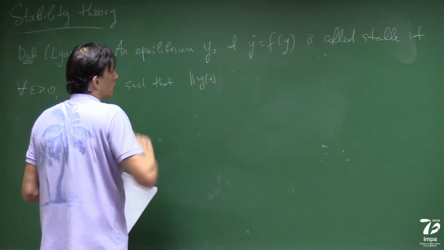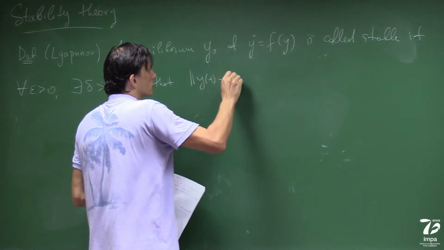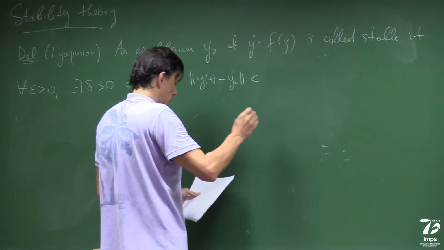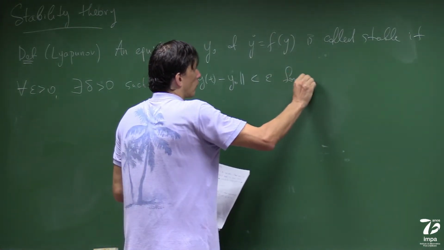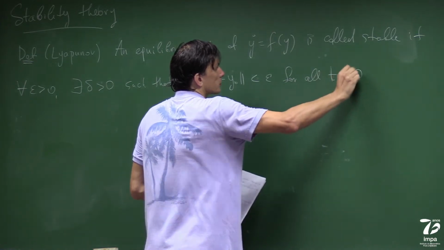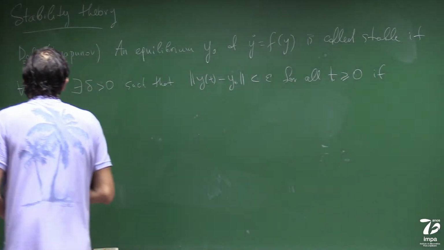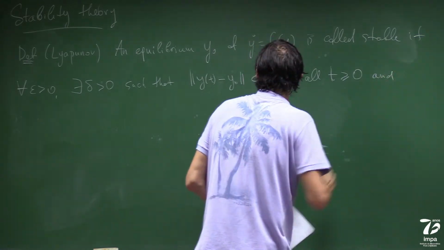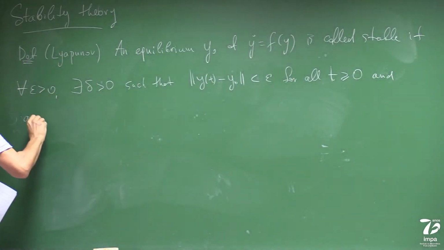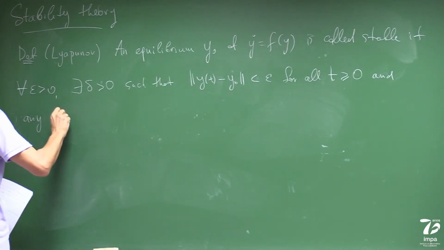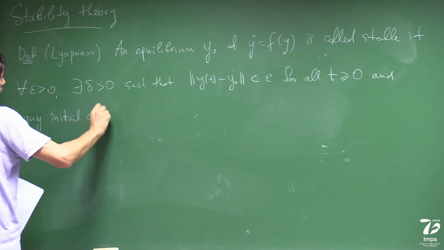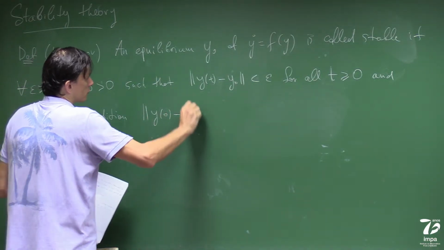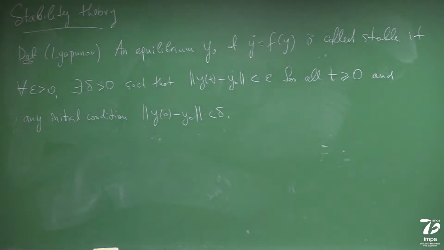the difference of the solution to the fixed point is smaller than epsilon for all times, if, for any initial condition which satisfies this inequality. Okay.